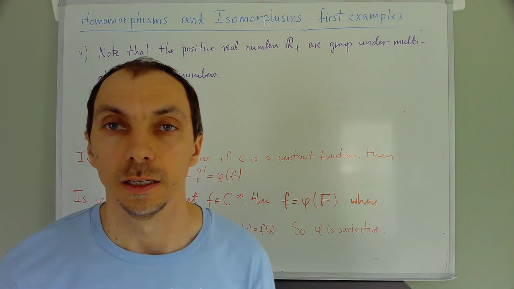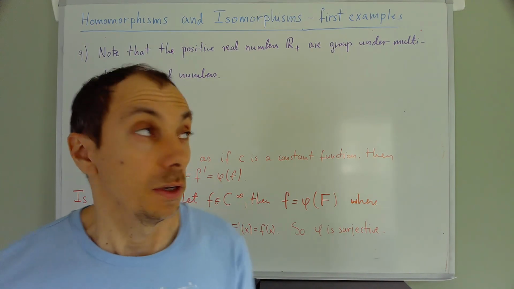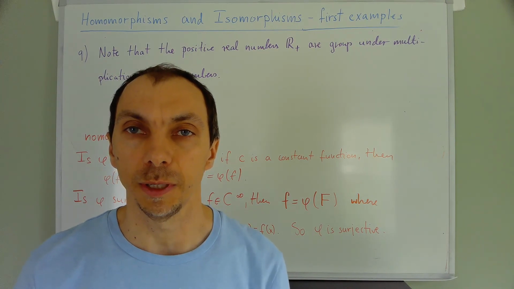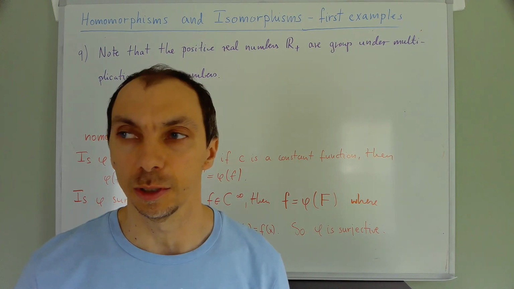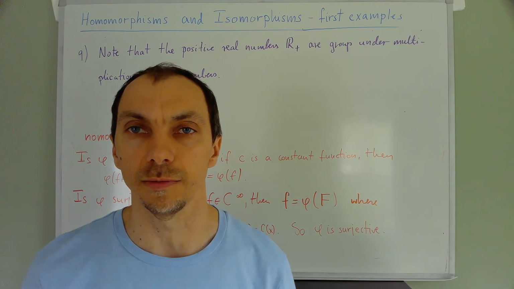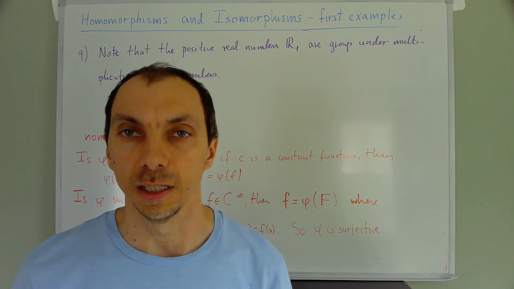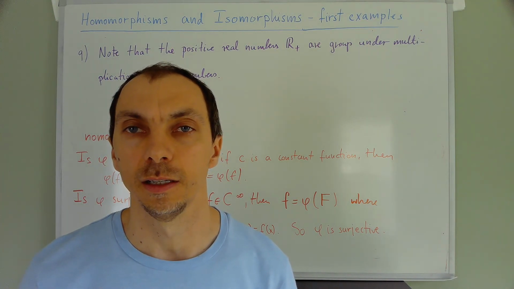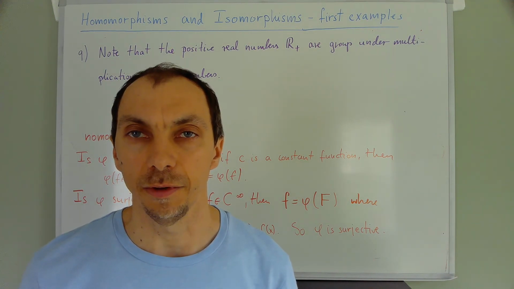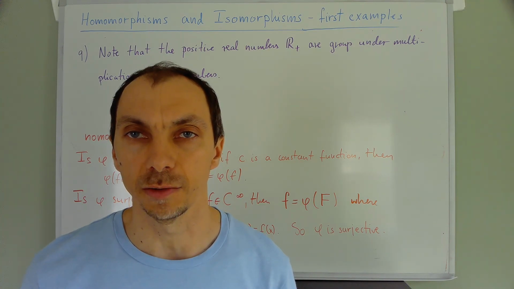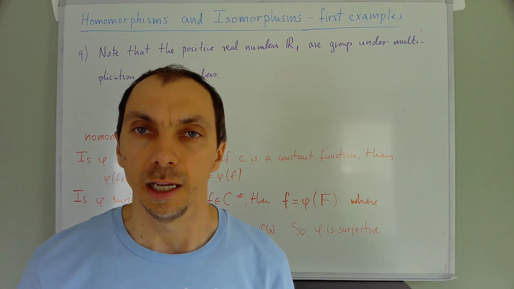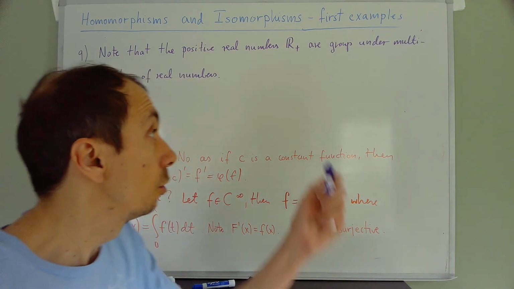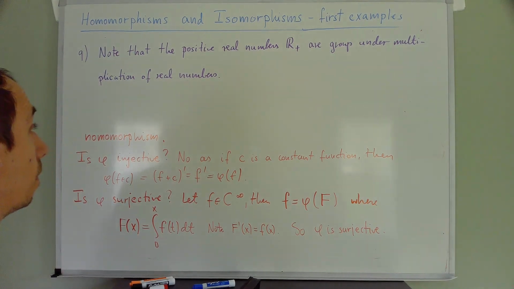What do you need to check? If I multiply two positive real numbers, do I get a positive real number? Yes. Is this multiplication associative? Yes, because multiplication inside the real numbers is associative. What's the identity? 1. 1 times any positive real number is that positive real number back. Finally, does every positive real number have an inverse with respect to that multiplication? Yeah, if I take a, the inverse to it is 1 over a, which is also a positive real number. So this is a group under multiplication.